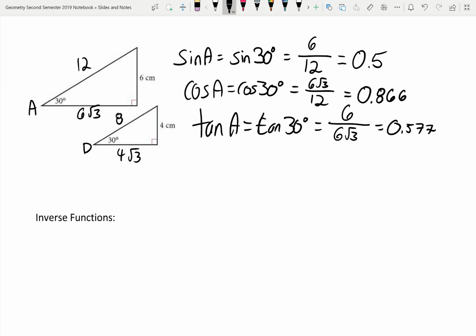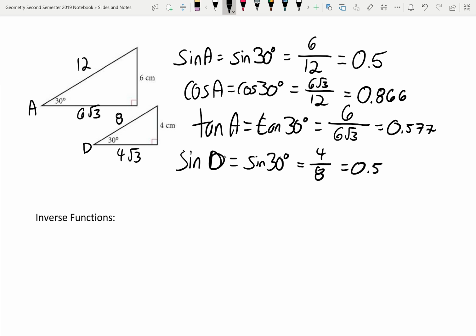Okay, what about the other triangle? Well, let's start with sine here. Sine of D is equal to sine of 30 degrees. And in this case, you're going to get opposite leg over hypotenuse, which again is 0.5. It's exactly the same ratio. Even though the triangle is a different size, they are similar triangles, and so the corresponding sides are proportional. So 6 over 12 equals 4 over 8.